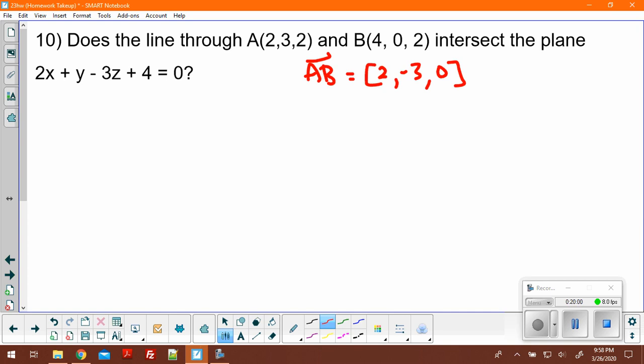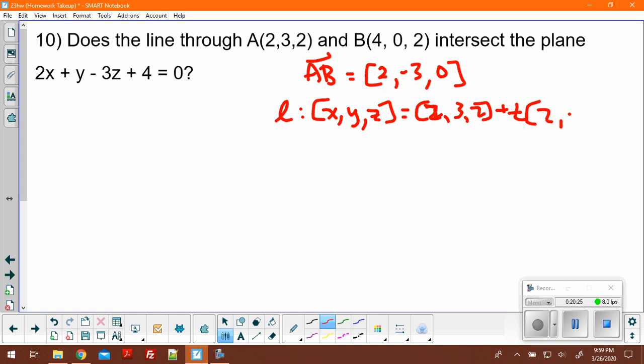Okay, so does this intersect with this plane? Okay, wait, sorry, this is the direction vector. Let's finish the line. The line is x, y, z equals Q, right, that was my first point, plus, we'll say t times 2, -3, 0. Okay, so see if they intersect. We'll get my parametric form and plug it into my equation. So I have 2 times my x parameter, which is 2 plus 2t.